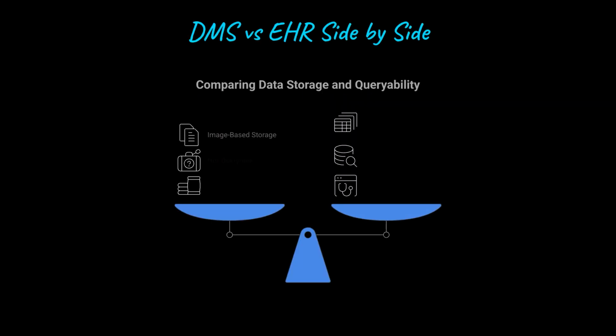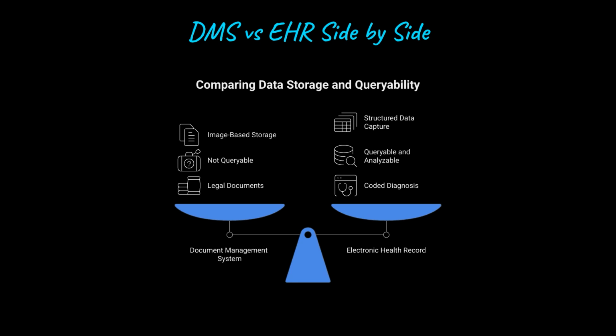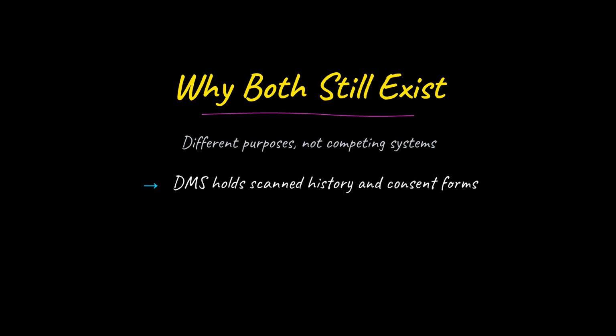The EHR, by contrast, places every data point into a discrete structured field. Blood pressure goes into a blood pressure field. A diagnosis gets a coded entry. Because the data is structured, it can be queried, analyzed, and used for real-time decision support, capabilities a DMS simply cannot provide. The exam trap is treating these systems as interchangeable or as competitors.